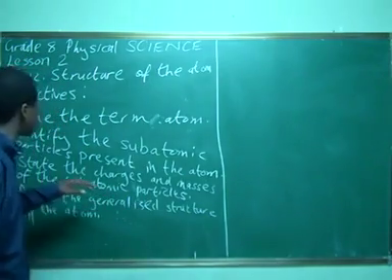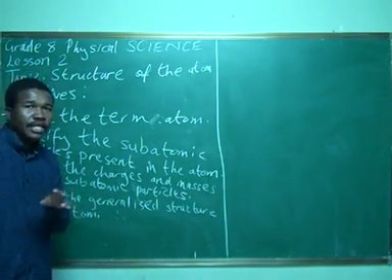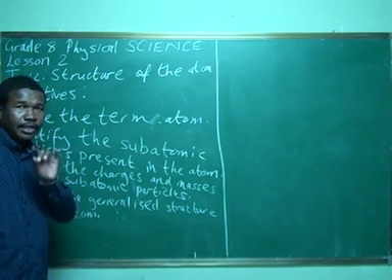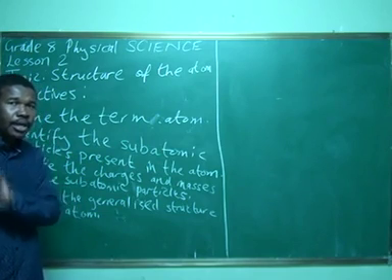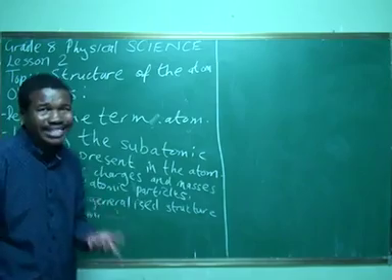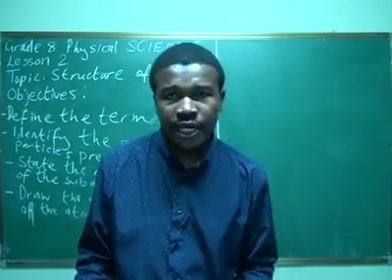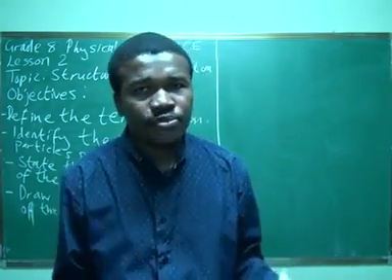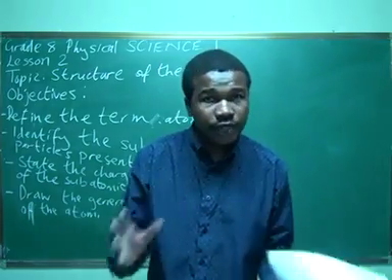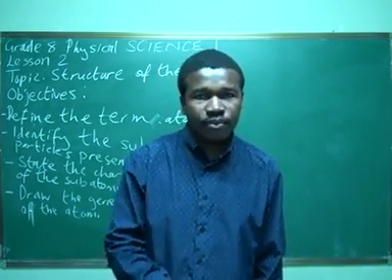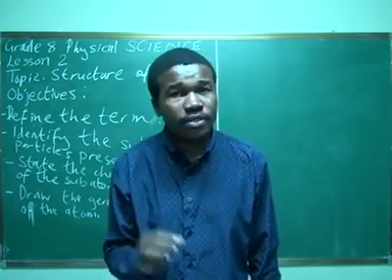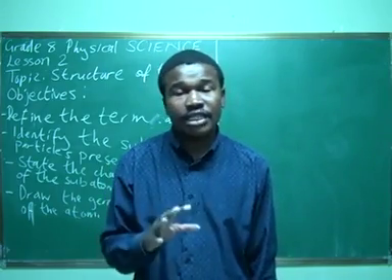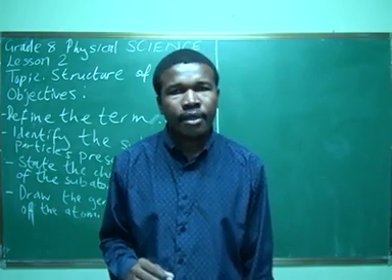Our objectives for this lesson: by the end of this lesson, we should be able to define the term atom. We should also be able to identify the subatomic particles that are present in the atom. Because when we look into the atom, we will find that it has different parts, different sections, and these are what we call subatomic particles that are found inside of it. So by the end of this lesson, we'll be able to identify these subatomic particles.